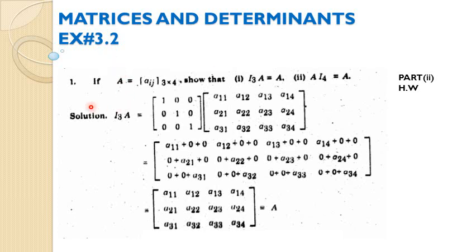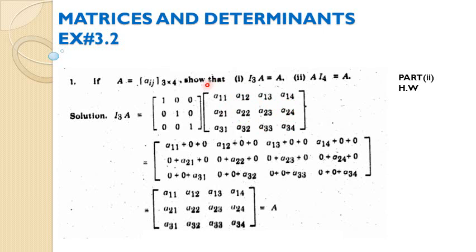Okay, in exercise 3.2, there is a question. Question number one, although it is a general type, just like question number 6 in exercise 3.1, this is also a general type. If A is equal to A of ij and the order is 3 by 4, like this. I suppose the order is 3: first row, second row, third row, and first column. So this is the 3 by 4 order.